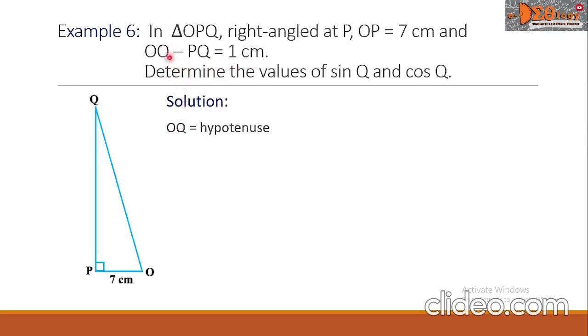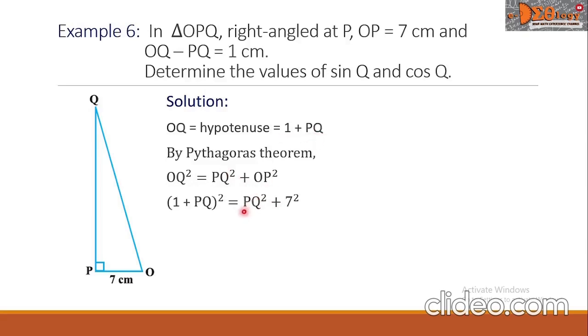We can find the value of OQ with respect to PQ. We transpose this negative PQ to the right. So OQ equals 1 plus PQ. By Pythagoras theorem, we have the square of OQ equals square of PQ plus square of OP. We can substitute the values for OQ as 1 plus PQ, that is squared, equals the square of PQ plus the OP is given as 7 cm. So we write here 7 square.